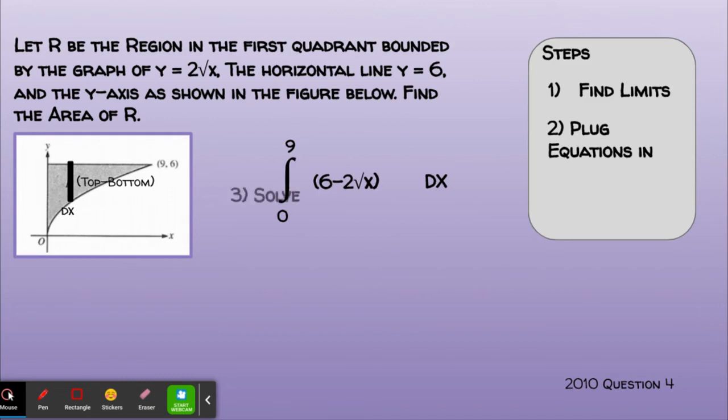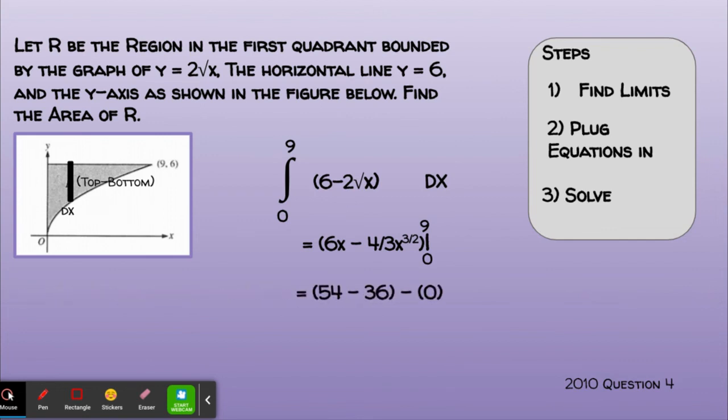So next we have to solve. Since we don't have our calculator, we're going to have to solve by hand. We'll find the antiderivative. The antiderivative of 6 is 6x, and the antiderivative of 2 times square root of x is 4/3 x to the 3 halves. First, you plug in 9, and then you plug in 0. When you plug in 9, you get 54 minus 36, and when you plug in 0, you get 0. So our answer will be 18.